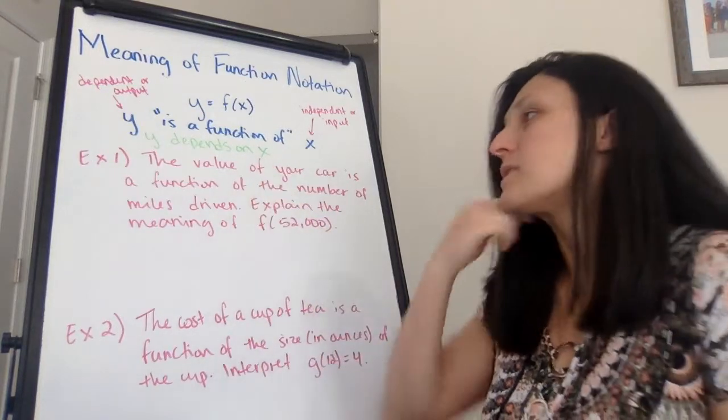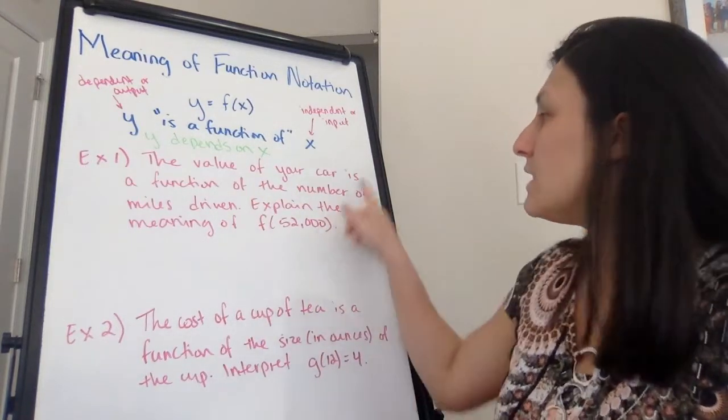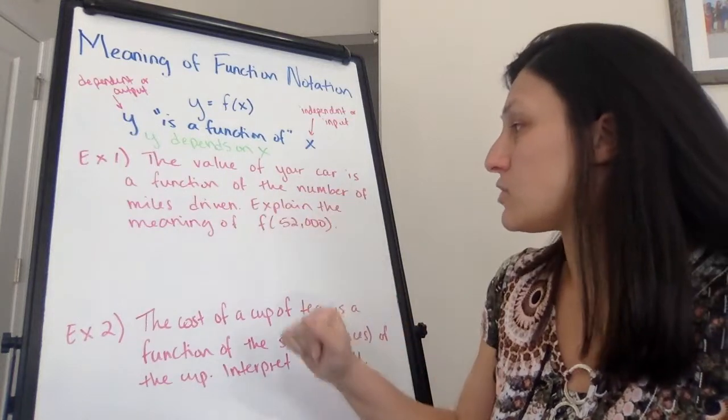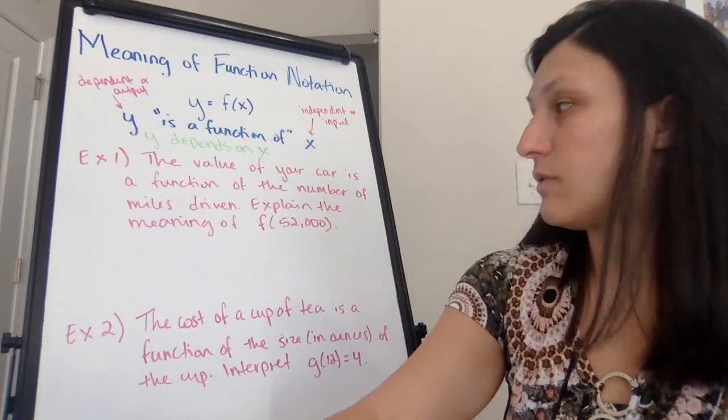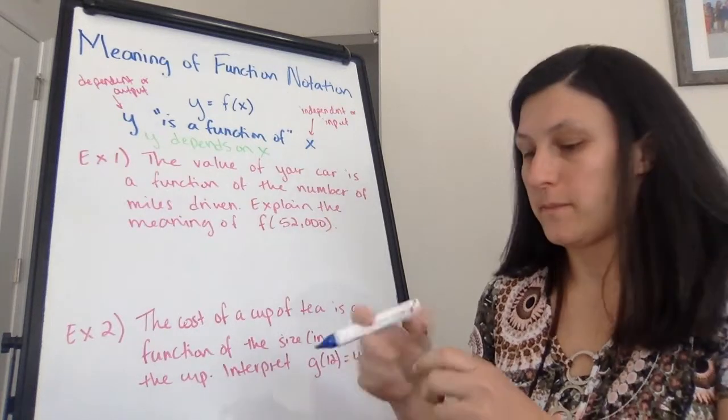We'll do this one first. The value of your car is a function of the number of miles driven. Explain the meaning of f of 52,000. So why don't you pause your video now and try this problem.